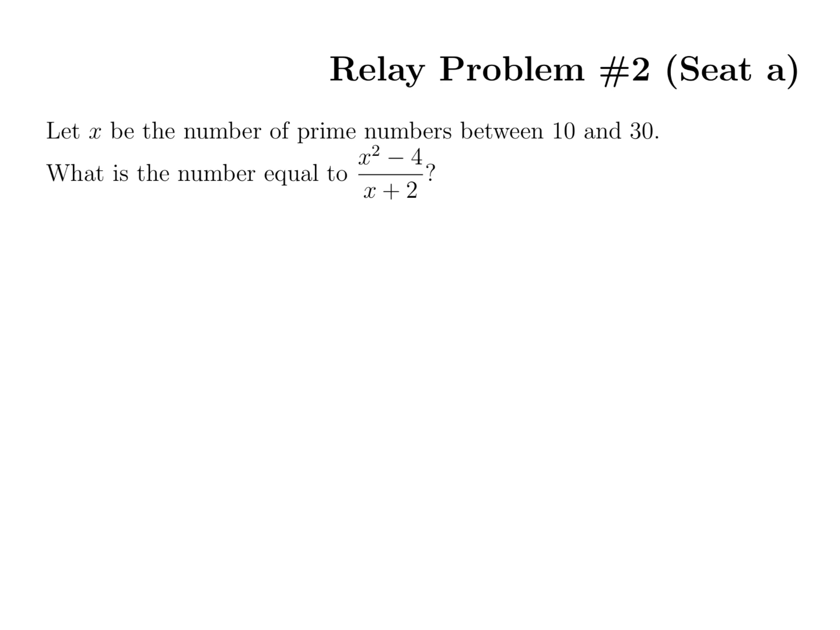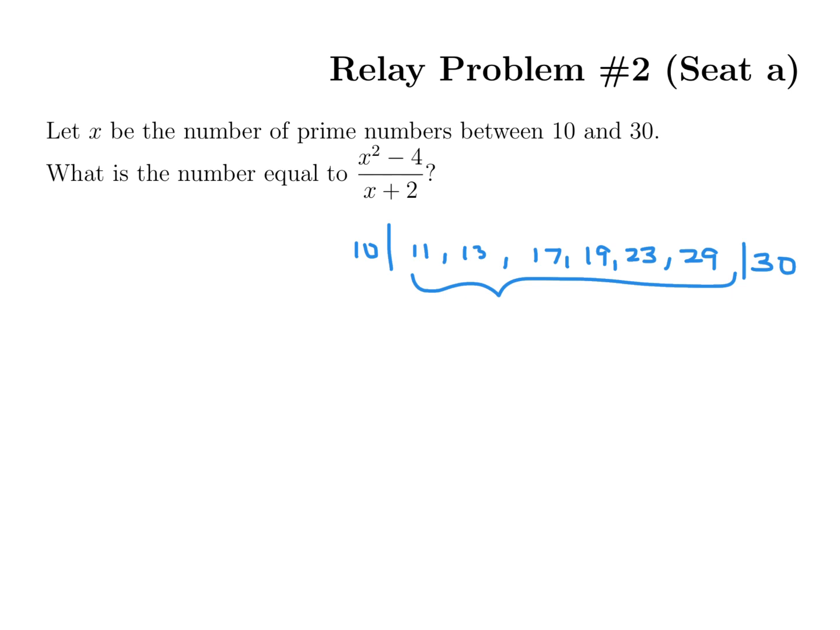Let x be the number of prime numbers between 10 and 30. What is the number equal to x squared minus 4 over x plus 2? Between 10 and 30. Okay, let's list the prime numbers. Let's see if I remember. We got 11, 13, 17, 19, 23, and 29. Those are the prime numbers between 10 and 30. So 1, 2, 3, 4, 5, 6 of them. So that means that x is 6, and then we just have to plug that in.